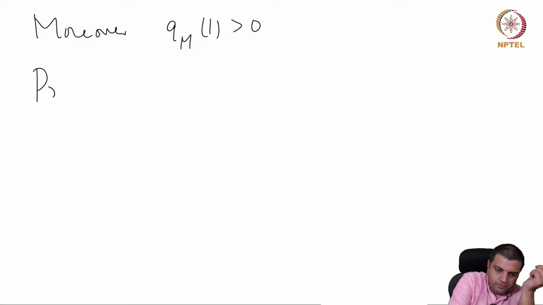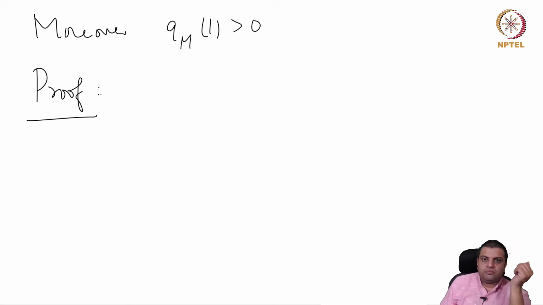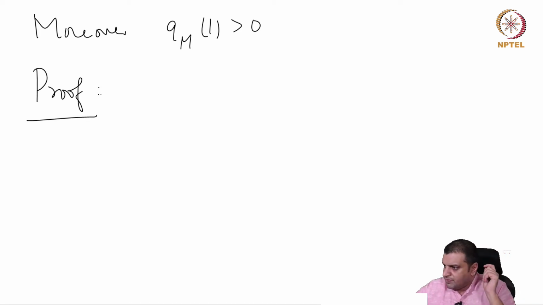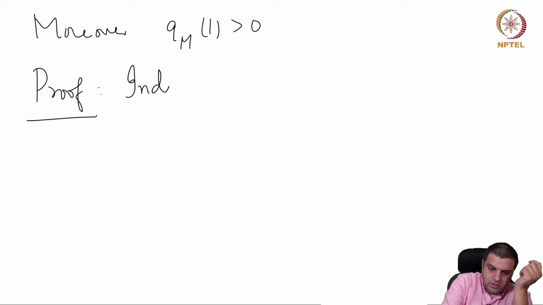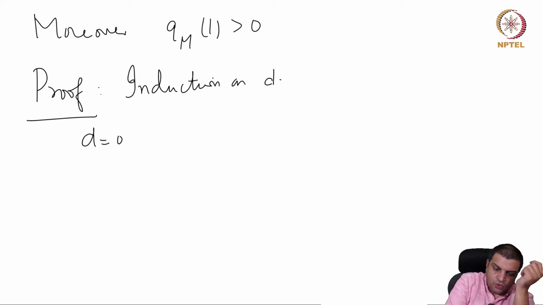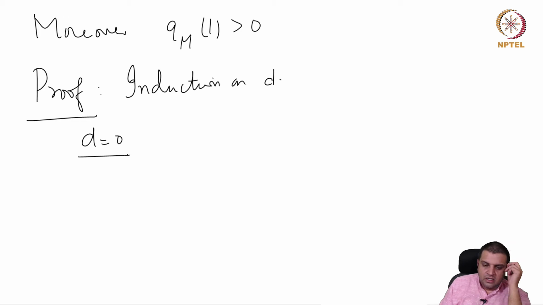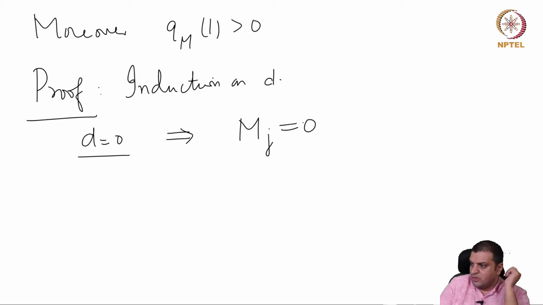Okay, so the proof is by induction on d. If d is 0, which means we are talking about a 0-dimensional module, this implies that M_j is 0 for all j sufficiently large and sufficiently small.